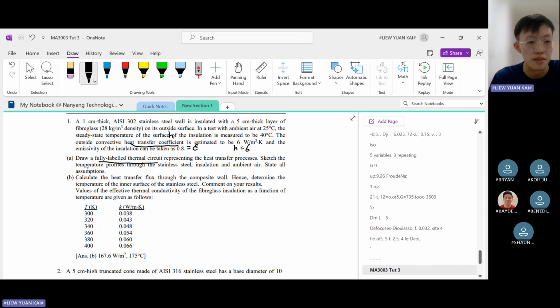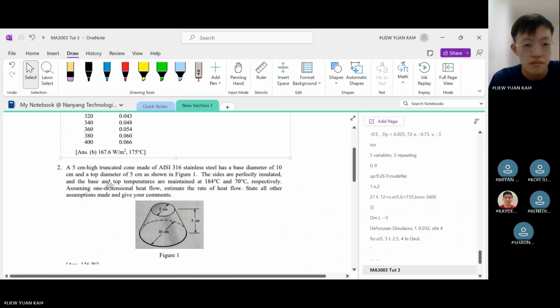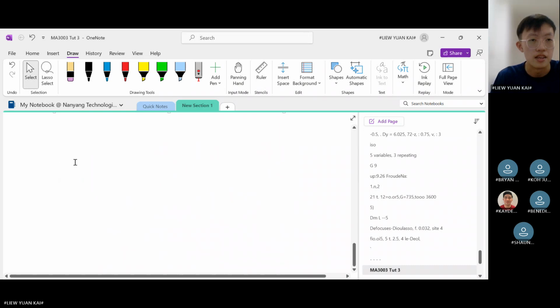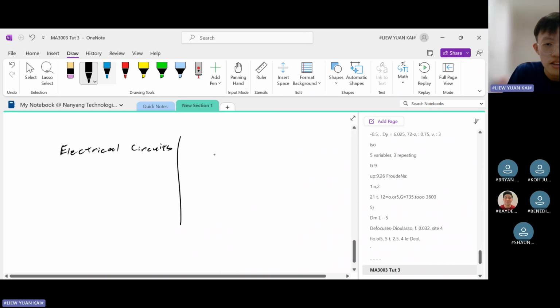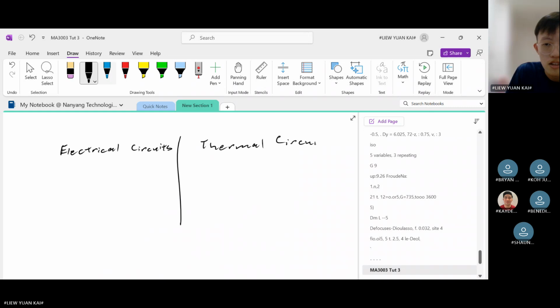Let me go to a fresh sheet of paper. Let's try to draw the difference between electrical circuits and thermal circuits. So we have electrical circuits and thermal circuits. Electrical circuits are under MA2009, whereas thermal circuits are under what we're learning now, MA3003.